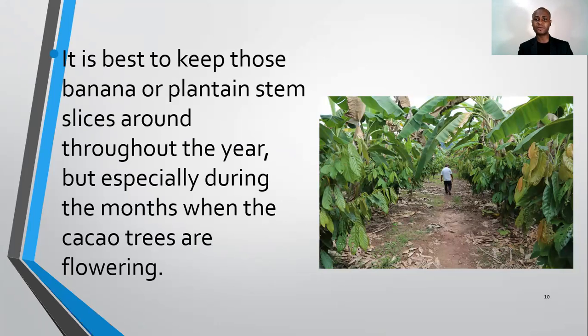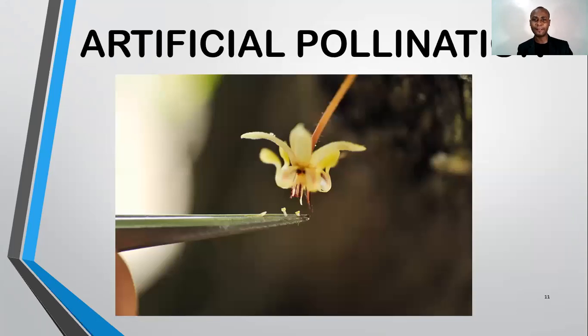You need to make sure that throughout the whole year, you have pieces of banana pseudostems cut all over the farm. Make sure that they are moist, not dry. They are getting rotten and wet like that, because the midges will be there.